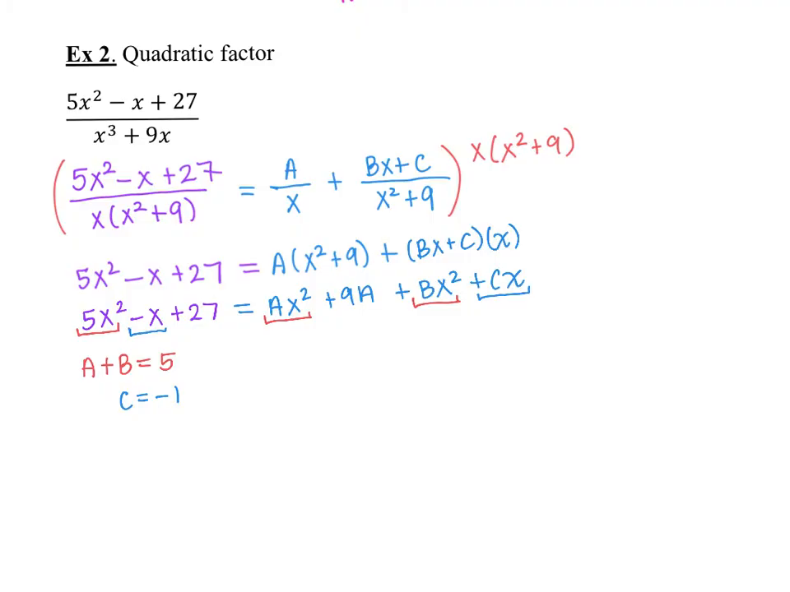Okay, let's look for the constant now. So I have 27 equals 9a. Okay. So even though this had more constants, it's actually going to be easier to solve because I can get a equals 3. I already know that c equals negative 1, and I can get b by using a plus b equals 5.